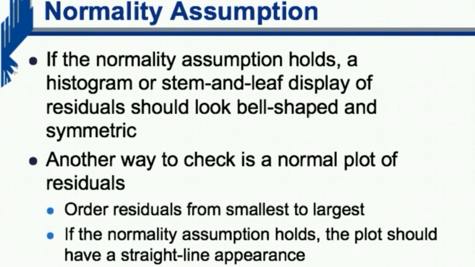Now, for the normality assumption, we can check the histogram or the stem and leaf display of the residuals. If the residuals look bell-shaped and symmetric, then we can say that the normality assumption is satisfied. Another way to check the normality assumption is through the normal plot of the residuals. Here it orders the residuals from smallest to largest, and if the normality assumption holds, the normal probability plot should have a straight line appearance.